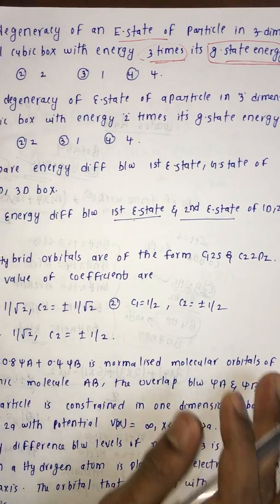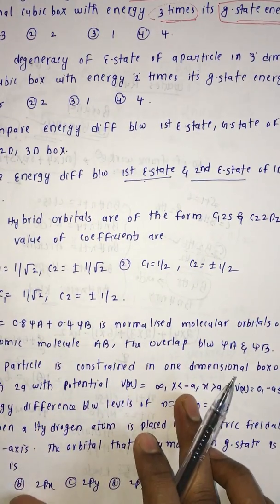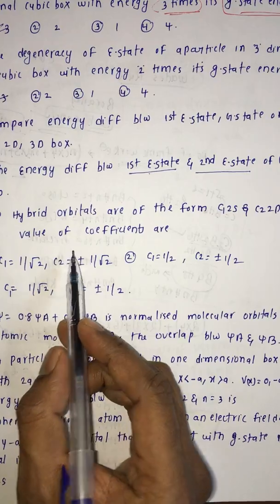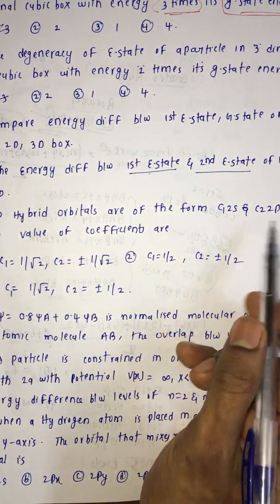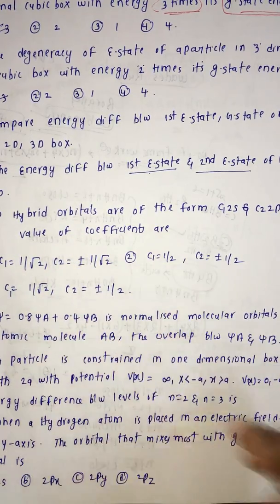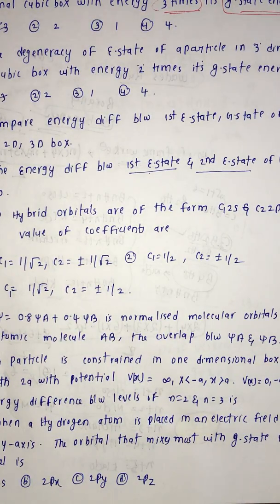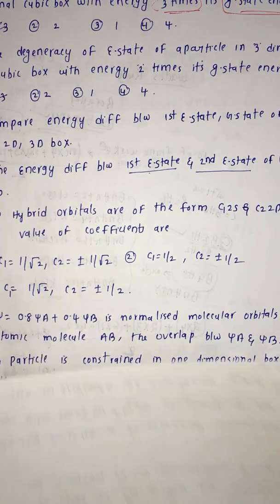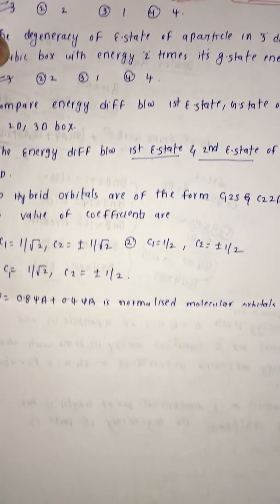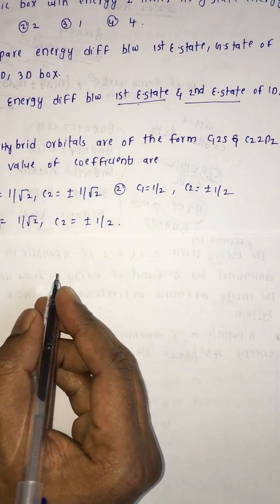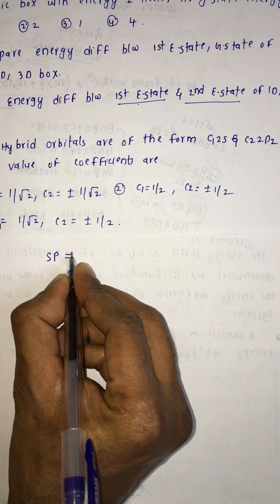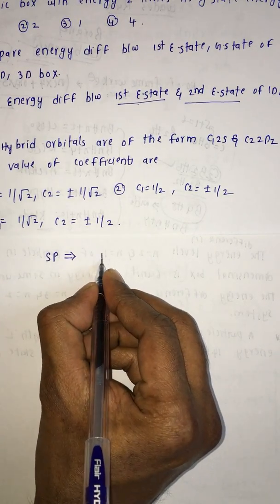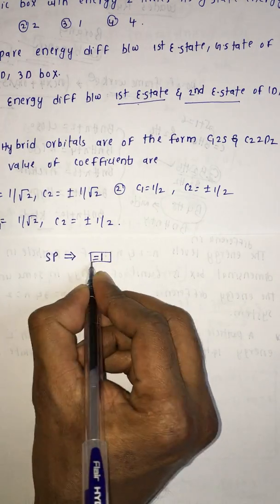And then we have this question: sp hybrid orbitals are of the form C1 2s plus C2 2pz; what is the value of the coefficients? So this is also one of the simple questions. Just remember that if you have integrals, the square of the coefficients has to be equal to 1.